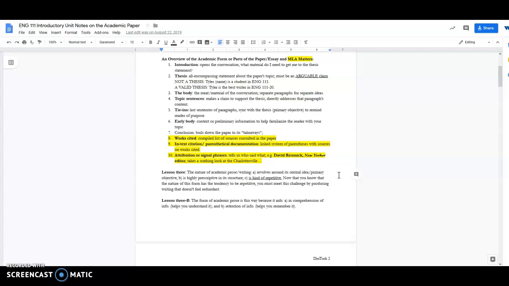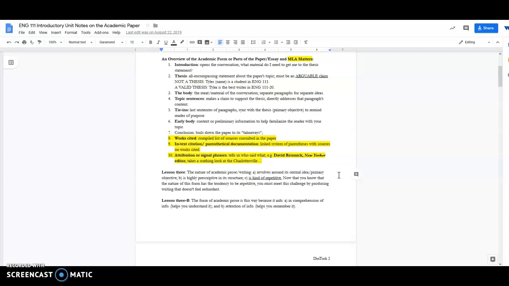So, other lessons from this introductory page here. Lesson 3, the nature of academic prose writing: A, it revolves around its central idea, the primary objective. B, it is highly prescriptive in its structure, meaning there are a lot of rules. And C, it's repetitive. Now that you know that the nature of this form has the tendency to be repetitive, you must meet this challenge by producing writing that doesn't feel redundant.